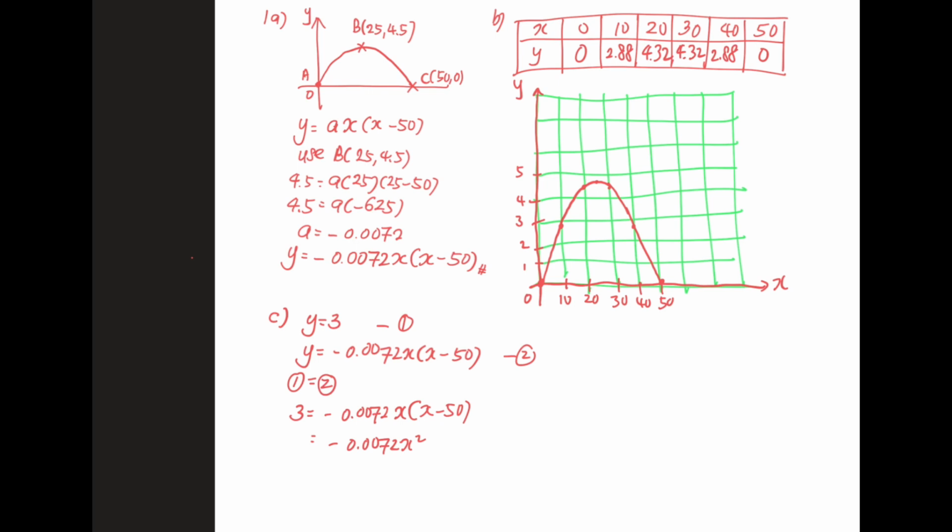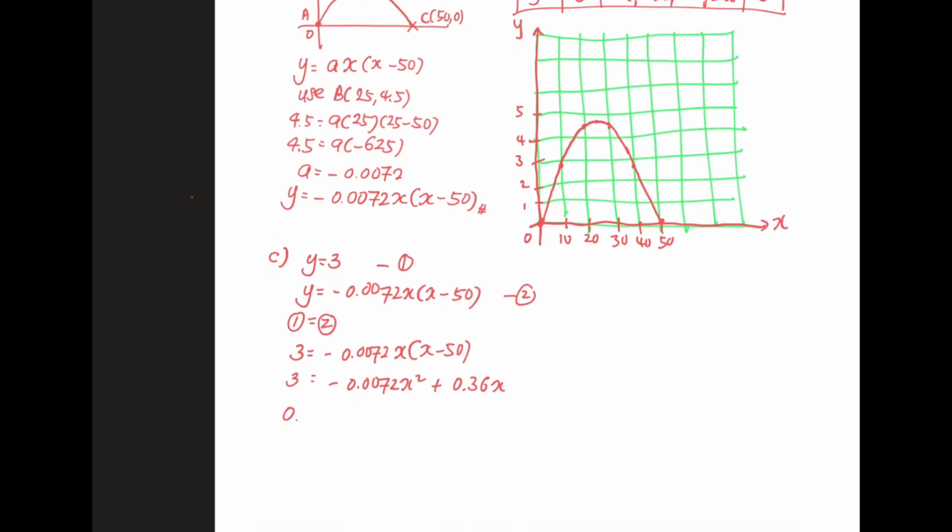Okay, then we need to solve and find the x value. So let's say I just expand first, negative 0.0072 x squared plus 0.36 x, then I shift everything to the left. Okay, then I get this.